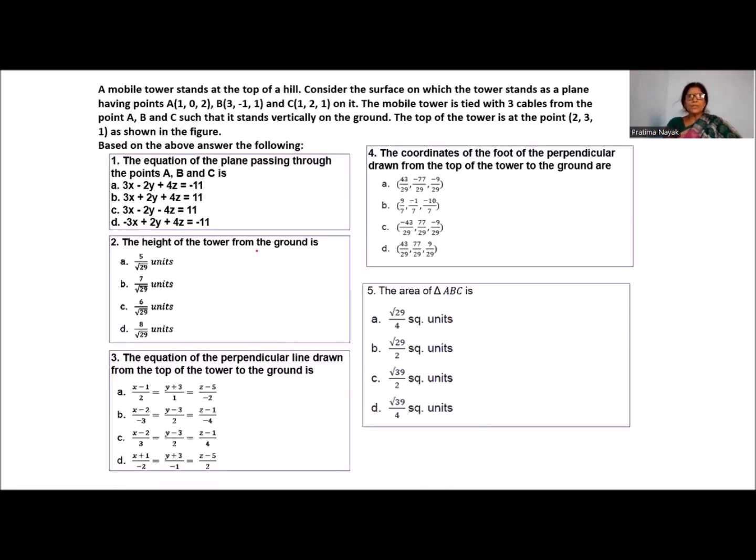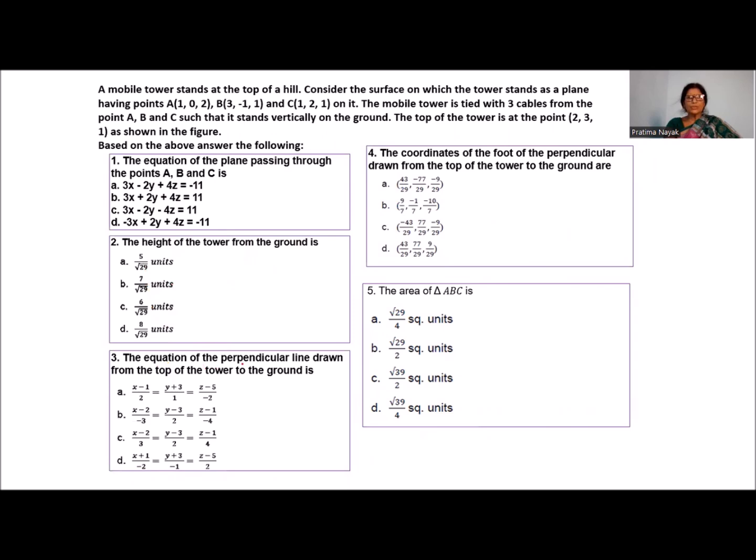Now, based on this, you have to answer the following questions. One is the equation of the plane passing through the points A, B, C. 4 options are given. Two, the height of the tower from the ground. 4 options are given. I am not reading all the answers. You can pause the video, take the answers and try yourself.